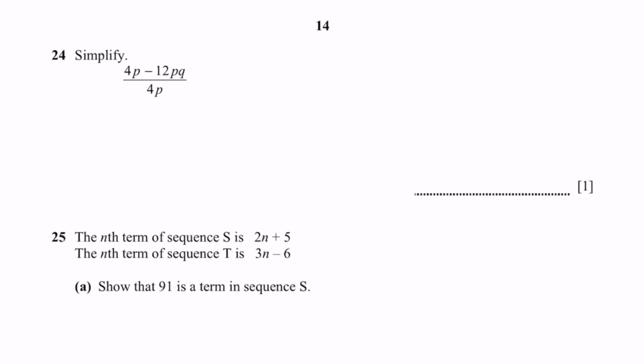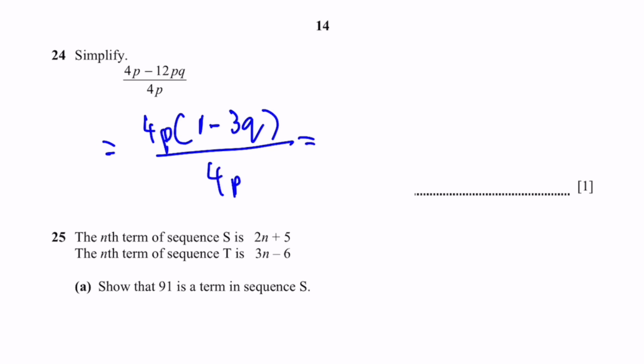Question 24. Simplify (4p minus 12p cubed) divided by 4p. So we can simplify this to be 4p into (1 minus 3q) and divide by 4p. Now you can cancel this out, so it's 1 minus 3q. That's the answer.